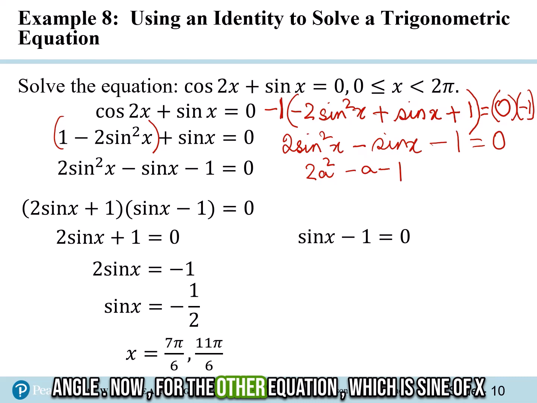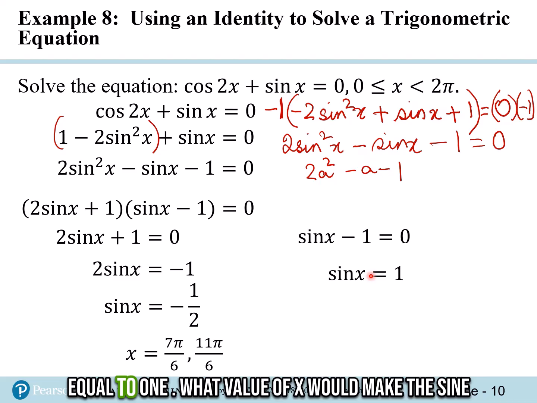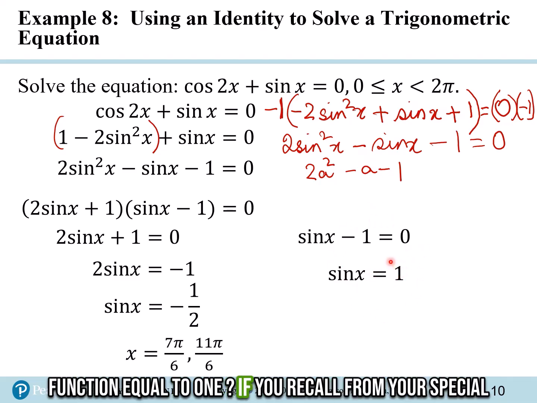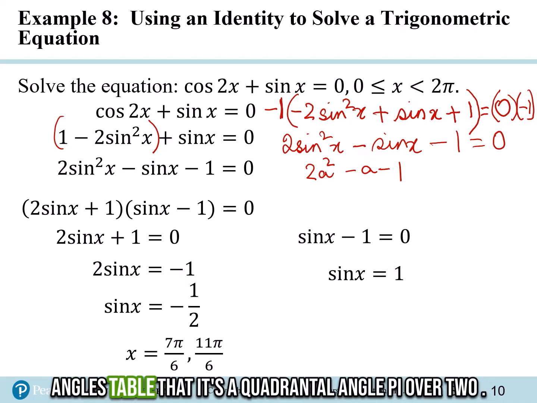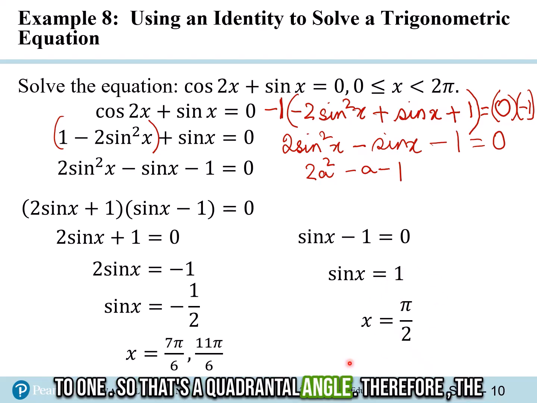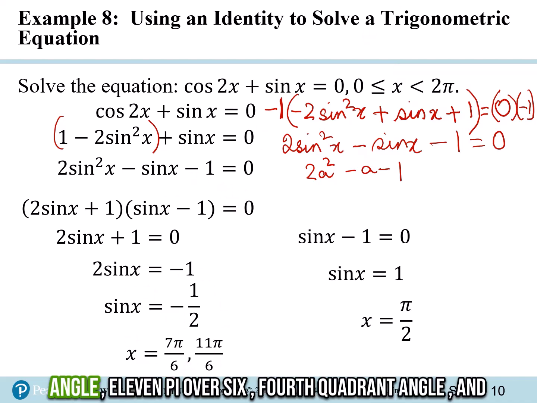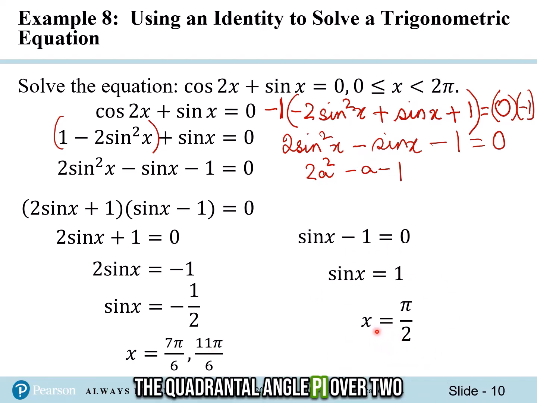Now for the other equation, which is sine of x minus 1 equal to 0, we'll end up with sine of x equal to 1. What value of x would make the sine function equal to 1? If you recall from your special angles table, it's a quadrantal angle, pi over 2. When x is pi over 2, sine of pi over 2 will be equal to 1. So that's a quadrantal angle. Therefore, the solutions for x for this equation would be x equals 7 pi over 6, third quadrant angle, 11 pi over 6, fourth quadrant angle, and the quadrantal angle pi over 2.